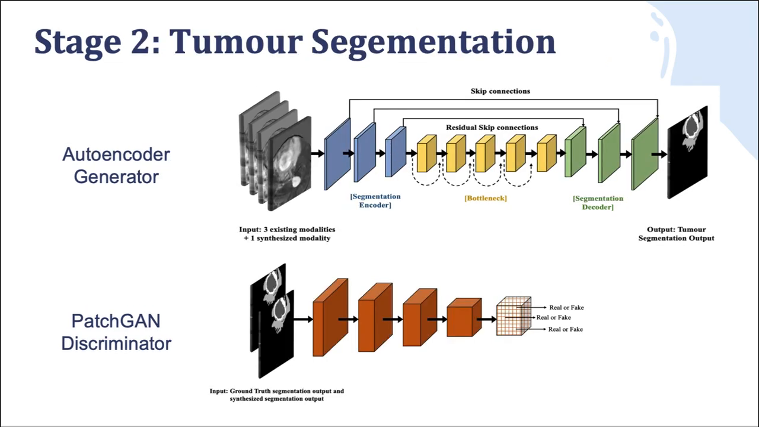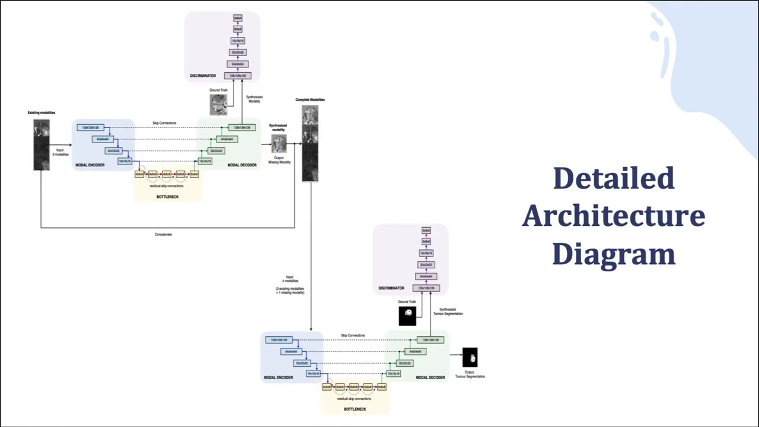The second stage of the network is for tumor segmentation. The input of the autoencoder generator would be the concatenated existing modalities with the output of the first stage of the network. The general architecture of the model is the same as that of the network in stage 1 of the model. This is the detailed architecture diagram of the proposed model showing the two stages of the network.